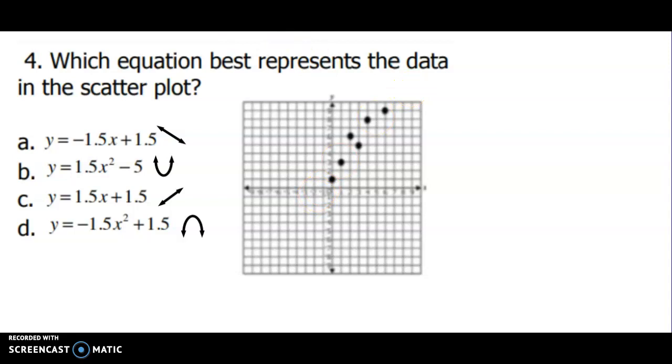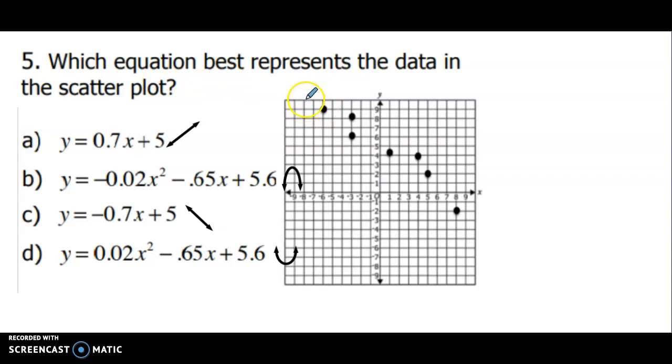It's a line. So anything that has an x squared in it, which would be a quadratic, I know cannot be my answer. Also, this is going up, so it is a positive slope. This tells me it's a negative slope, but this is saying it's positive. So my answer would be C for this one. If it has an x squared, it's going to be quadratic, and if it's just an x, it's going to be linear. Notice how the negative has the quadratic pointing down, and the positive has the quadratic pointing up.